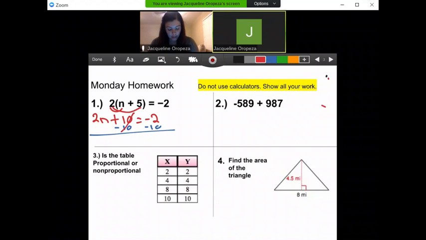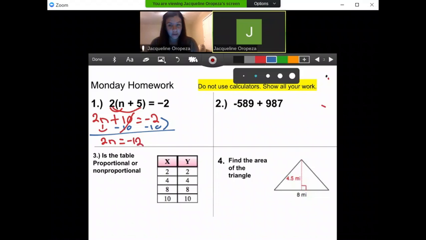Cancel out. Bring down your 2n. Bring down your equal sign. Then focus on this side. We have a -2 and a -10. They're both negative, so we're going to add them, so we get -12.